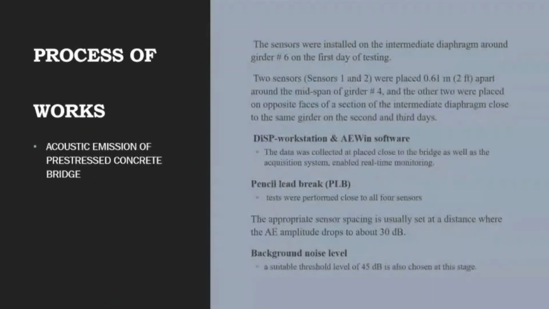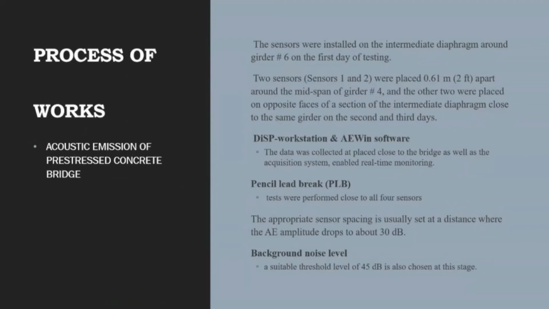Next, for the process of work, acoustic emission for the pre-stressed concrete bridge, the sensors were installed on the intermediate diaphragm around girder seats on the first day of testing. Two sensors were placed 0.61 meter apart around the midspan of girder 4, and the other two were placed on opposite faces of a section of intermediate diaphragm close to the same girder on the second and third days.